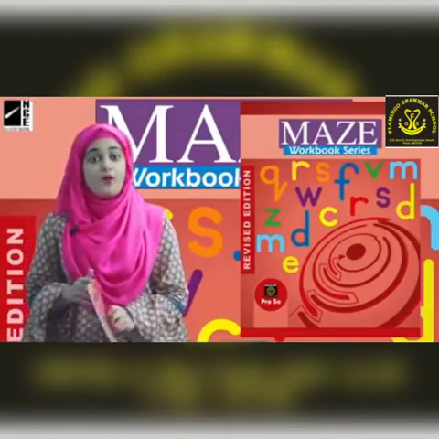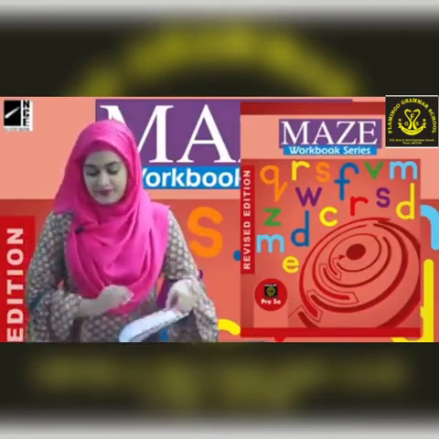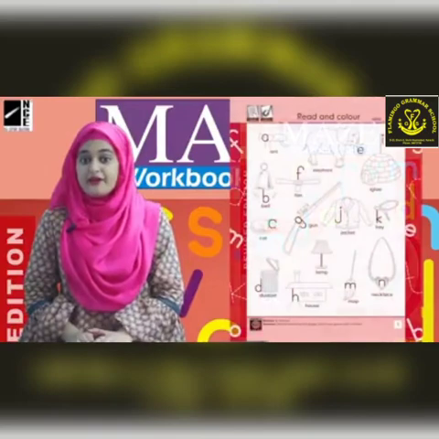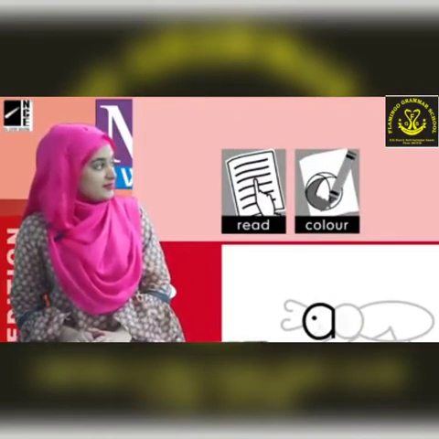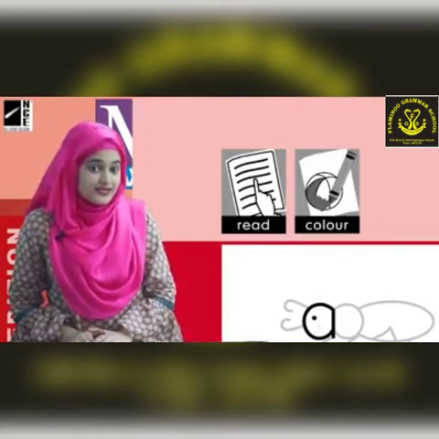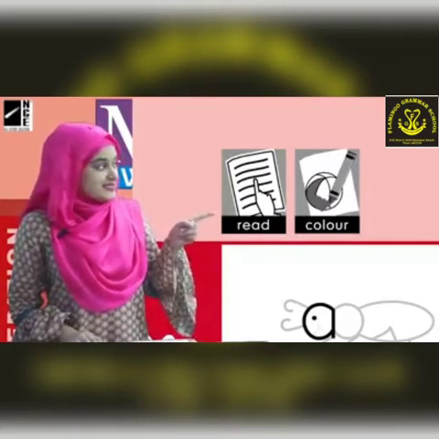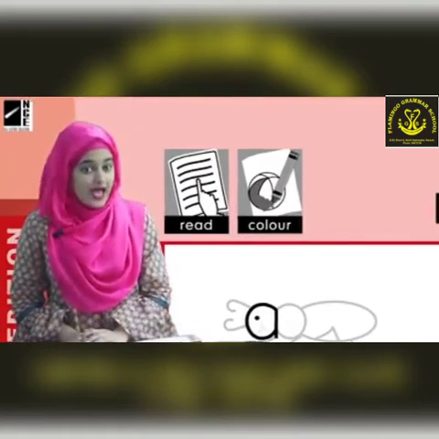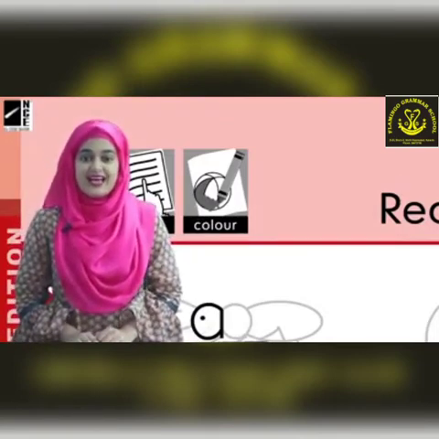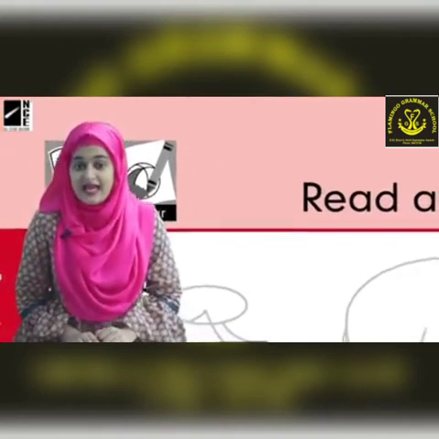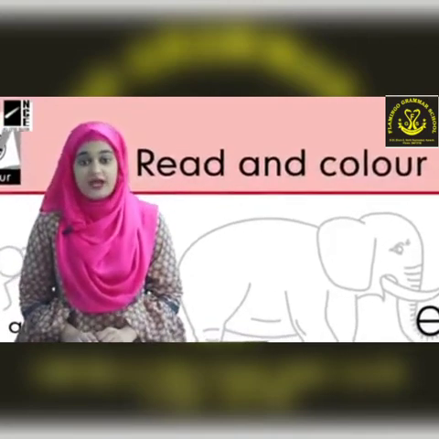Okay students, so take it out and turn to page number 1. Okay, so जैसा कि हम अपनी पहली क्लासेस में भी करते आए हैं, हम इसमें भी स्टार्टिंग वैसे ही लेंगे. First of all, we will have a look at our icons. So, the first icon we have here is this one. Well, you all are very well familiar with it. It is read. And the next icon we have is this one. This is color. Now children, these two icons tell us that first we have to read and then we have to color.